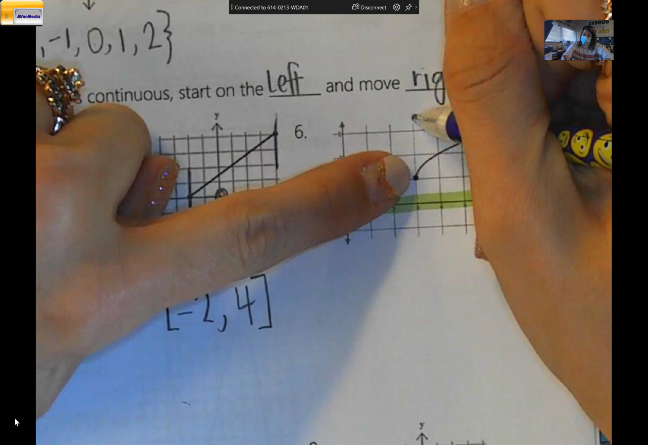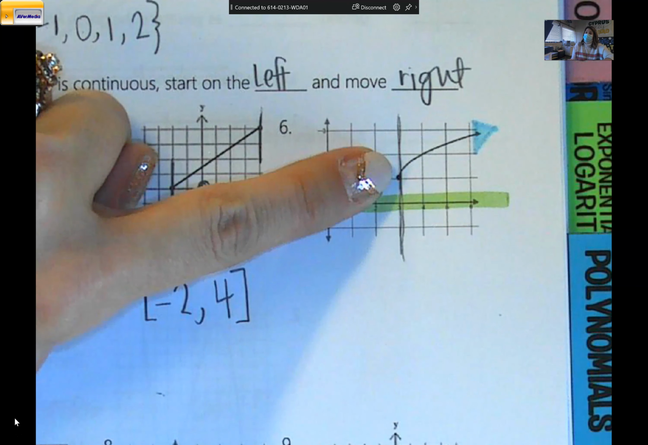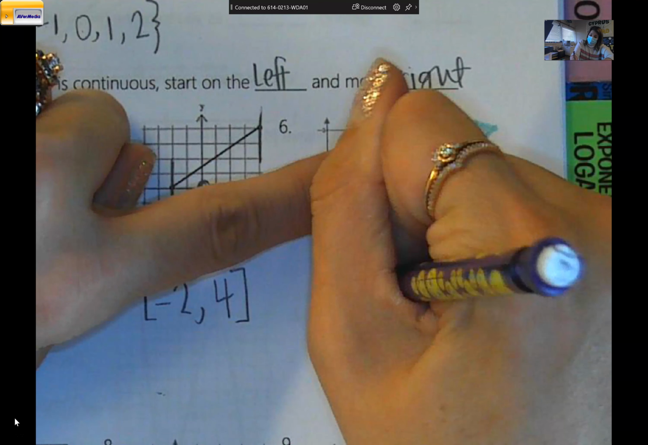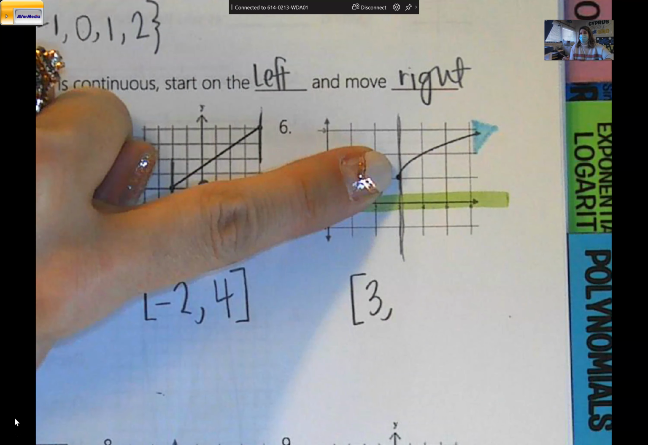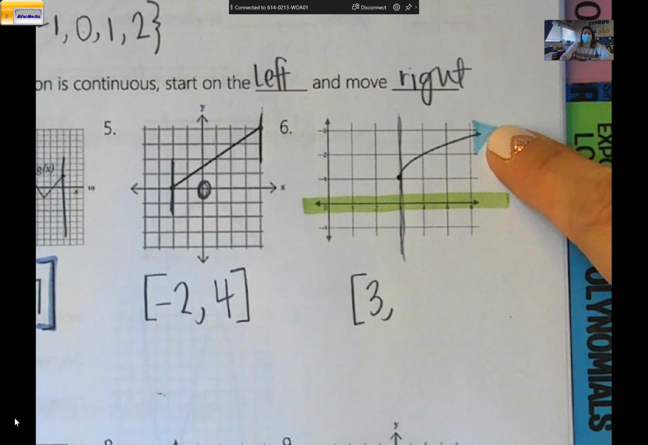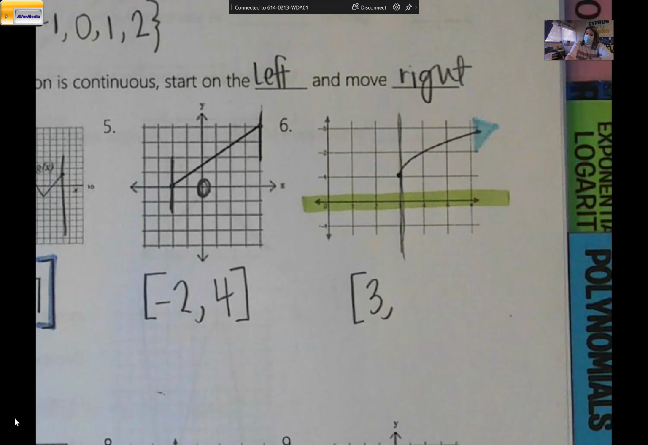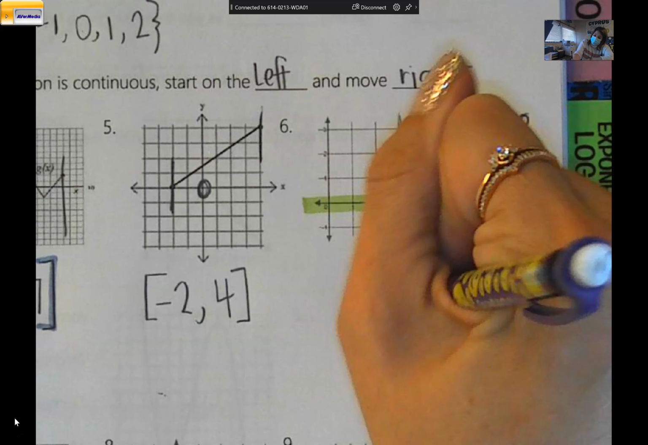So this is our lower bound. What does that equal? 3. It's a closed dot, so you do brackets. What does this arrow mean? Goes on forever and ever and ever and ever. So in the right-hand direction, forever and ever is infinity.